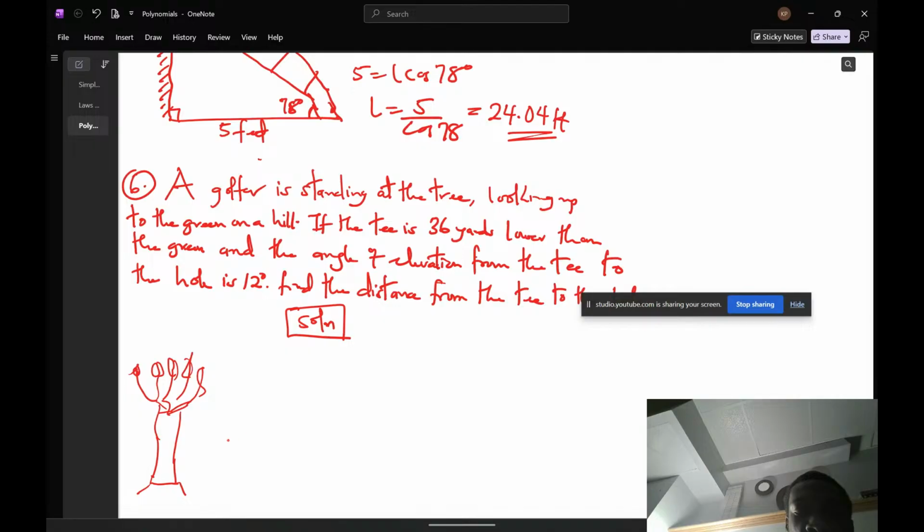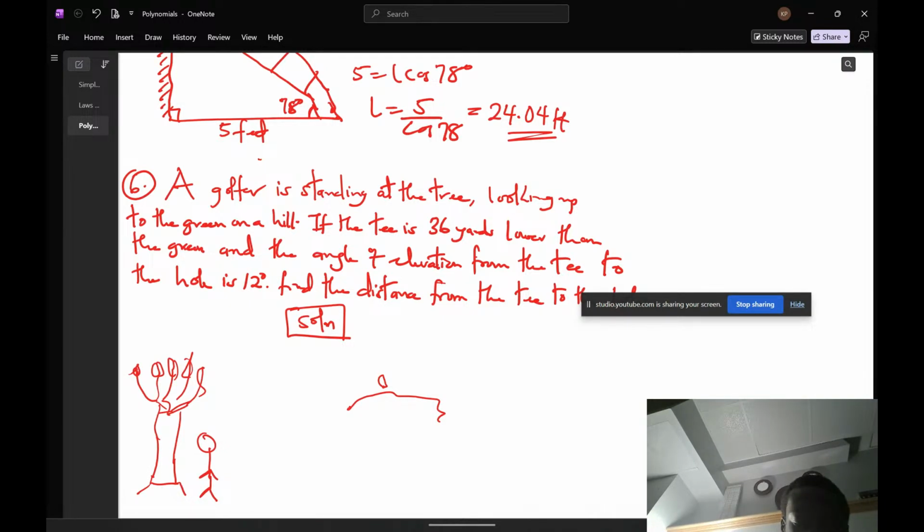And let's say the tree is taller than the golfer, because a golfer is standing at the tree. This is the golfer here. And it's looking up to the green on a hill. So let's say this is the hill here, and this is the green. So it says the tee is 36 yards lower than the green.